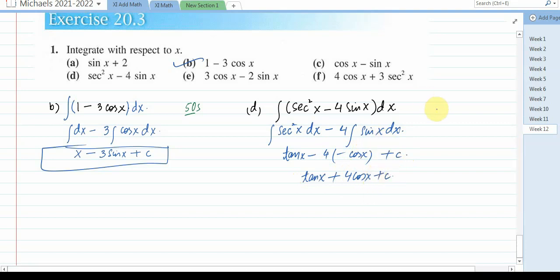Alright, write down the solution in your copy, and for this part time is 30 seconds. So start.